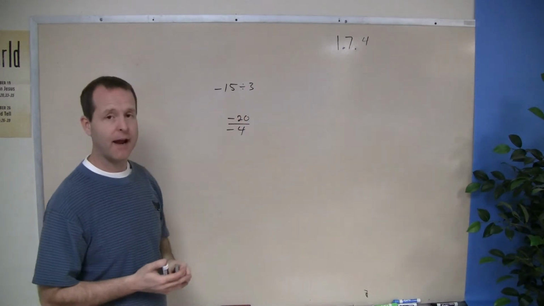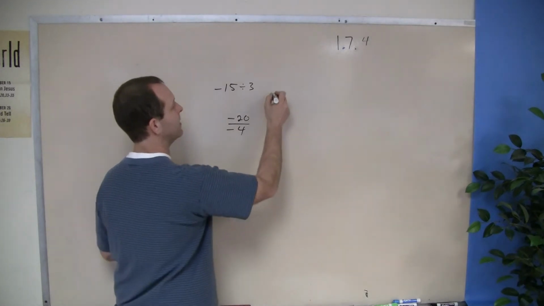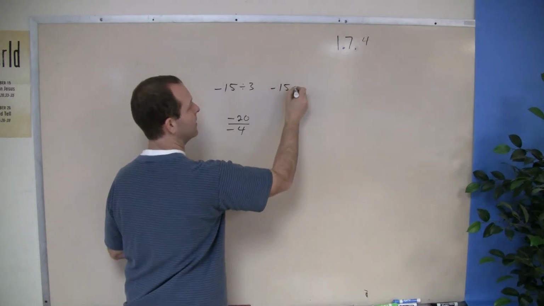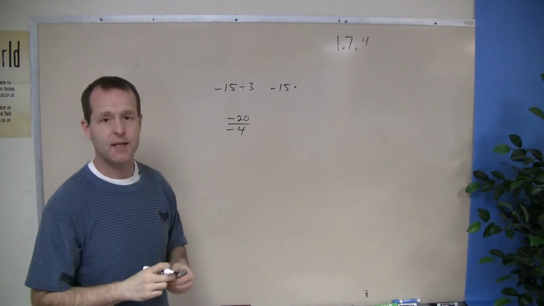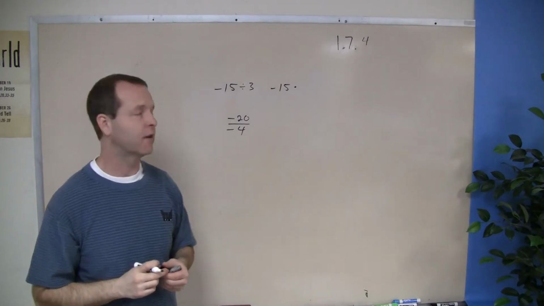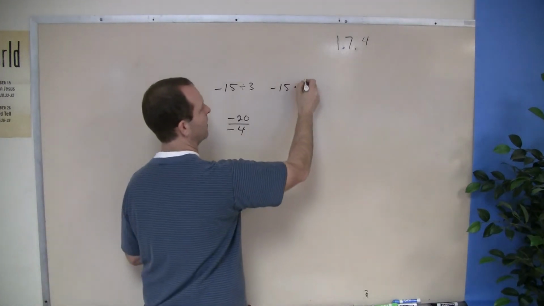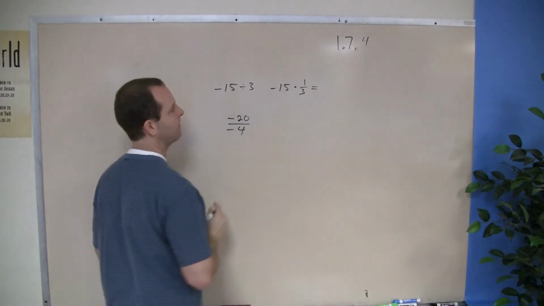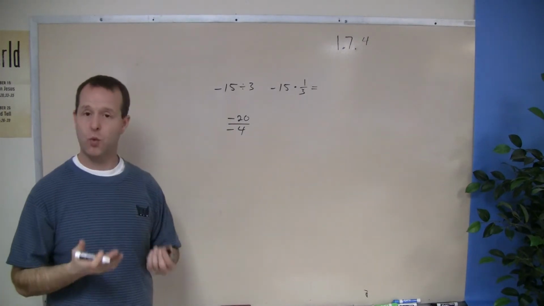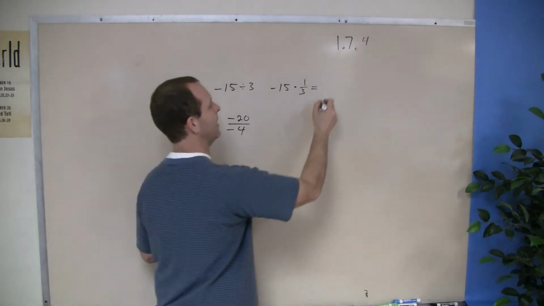Negative 15 divided by 3 is the same thing as saying negative 15 times the opposite of 3, or its multiplicative inverse in this case, which is 1/3. And then negative 15 times 1/3 produces a negative 5.